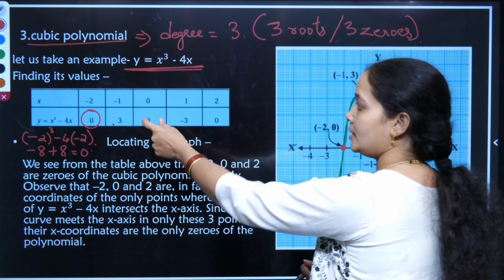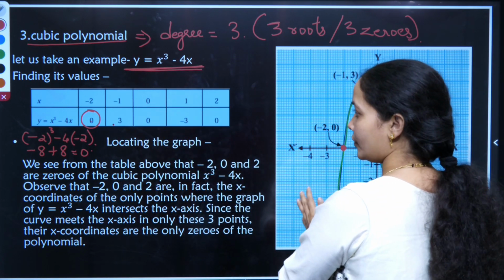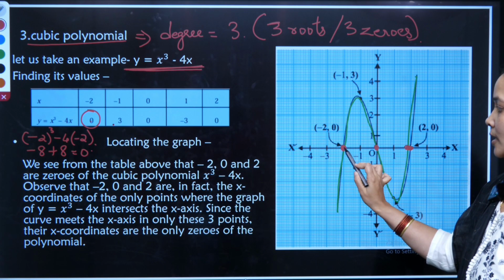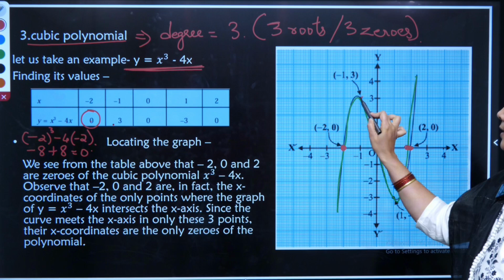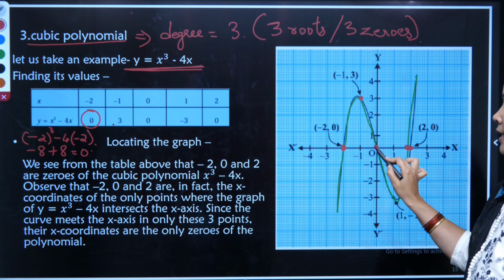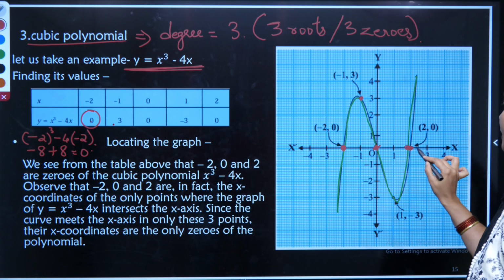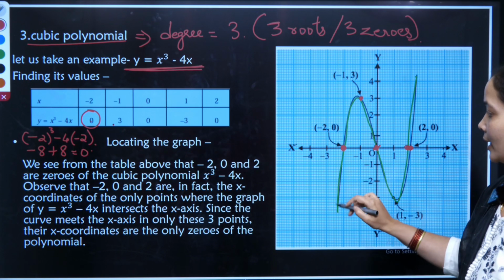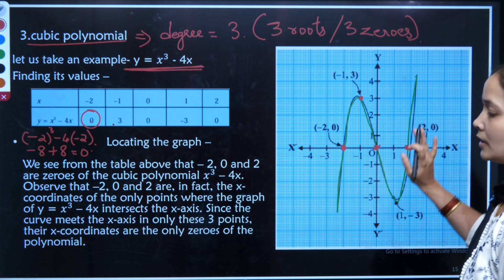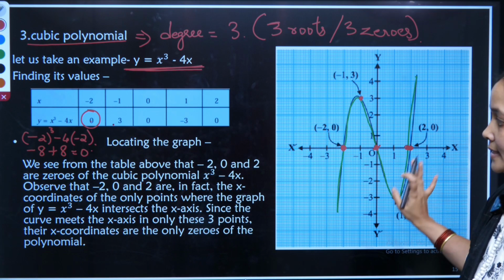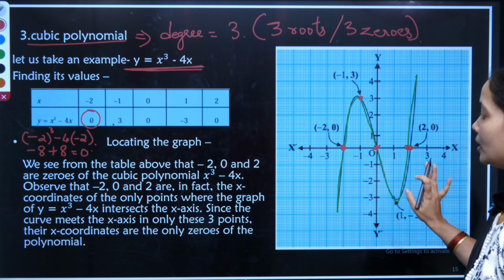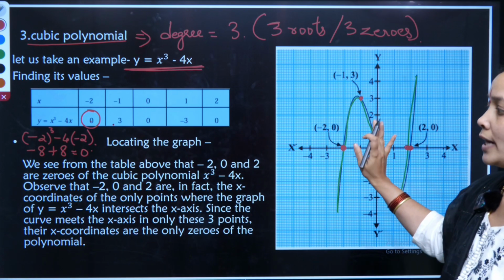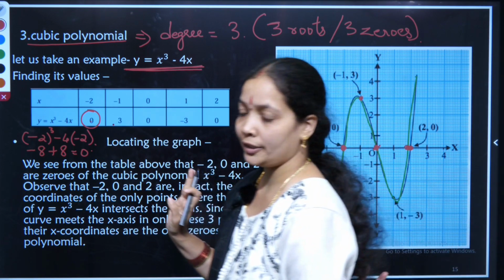Therefore, when I represent these points on the graph here, I am able to represent, see, -2, 0 is coming up here. -1 and 3 here. 0 and 0 is coming up here. Then 2 and 0 is coming up here. So when we are able to check and plot all these points together, I am able to see that this is a polynomial which is touching the x-axis at 3 different locations. Therefore, I call this a cubic polynomial.